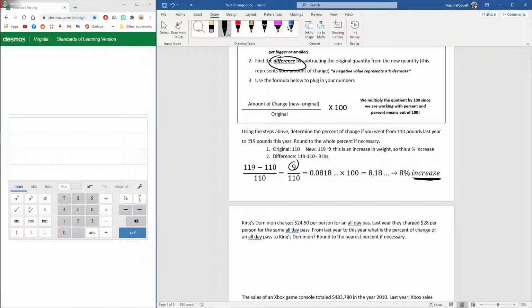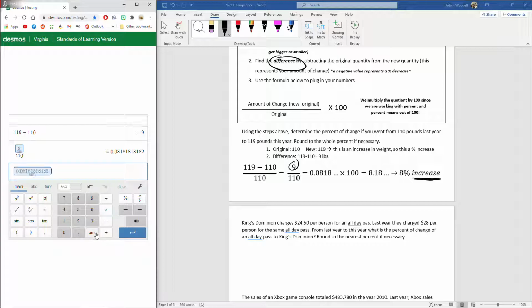And then I'm going to divide that by 110, and I'll show you guys what that looks like in the calculator. So I'll do 119 minus 110, and I get 9. I'm going to take that number and I'm going to divide it by my original amount. In this case, it was 110. And I have this 0.081818181, whatever. And then I'm going to take that answer, multiply it by 100, because right, we want to know what it is as a percent.